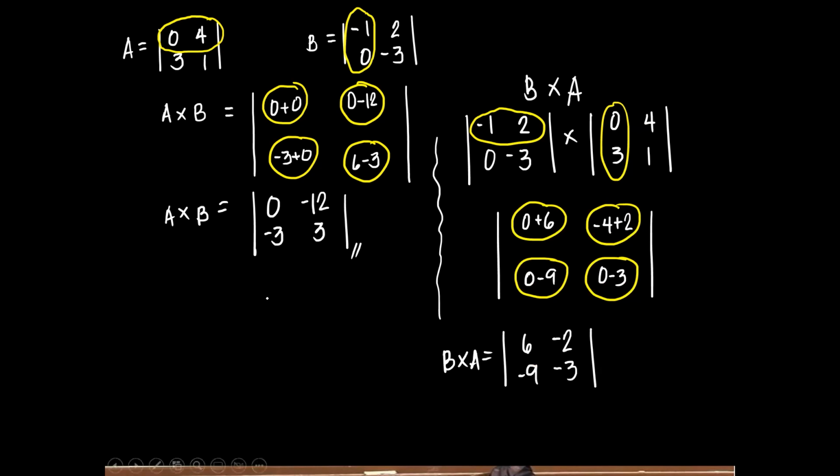What you'll notice, guys, is bakit ganon? A multiplied by B and B multiplied by A are not the same because you have to take note that matrix multiplication is not commutative. That's one of the properties, okay?